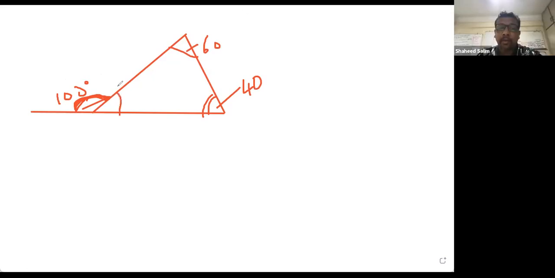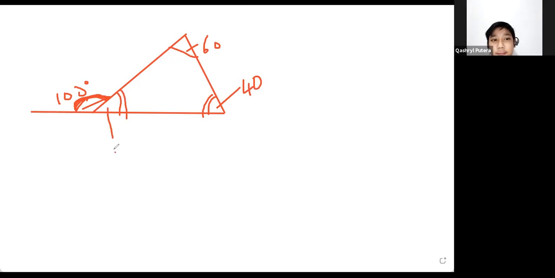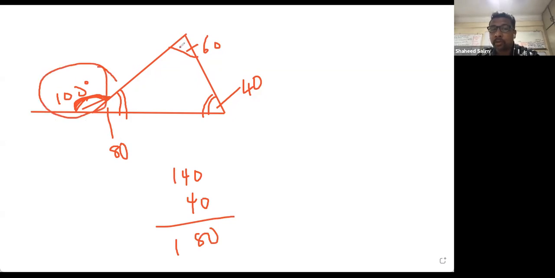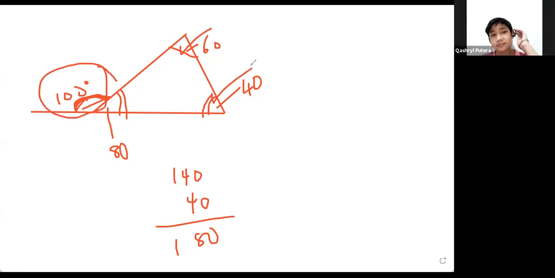How much is this angle now? We check. How much is this angle? 180 minus, the whole thing 180 minus 100, you get 80 here. 80 plus 60, 140. 140 plus 40 is 180. So now there is another method, a shortcut method. This one is equal to these two. But if you are confused by it, forget about it. I'm just teaching you new methods, okay?